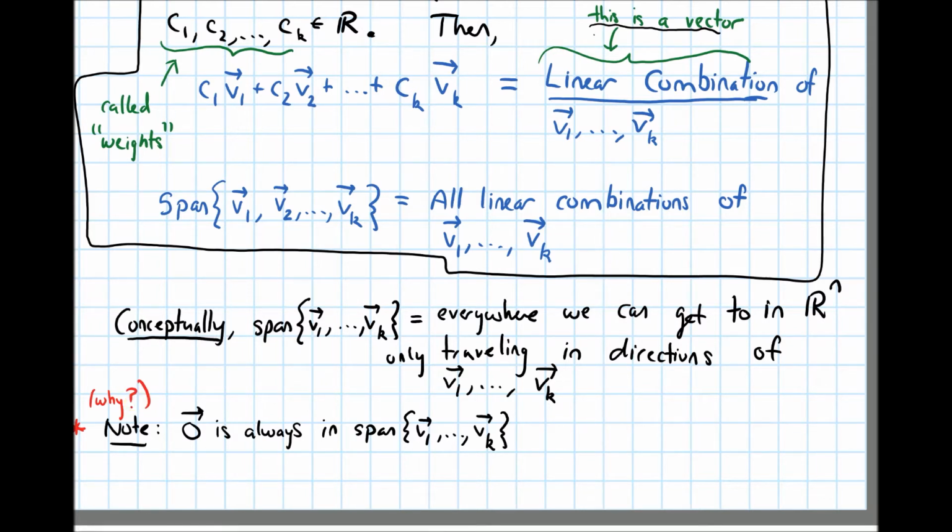So the reason conceptually why is I can always form a linear combination that gives me 0. The way I would do that is I would just do 0 times v1 plus 0 times v2 plus dot dot dot plus 0 times the last one, vk. And if I do that, I'm able to attain 0. So because I can write 0 as a linear combination of these vectors, that means 0 is in the span. It's one of the possible linear combinations. Okay, so next let's look at some examples.